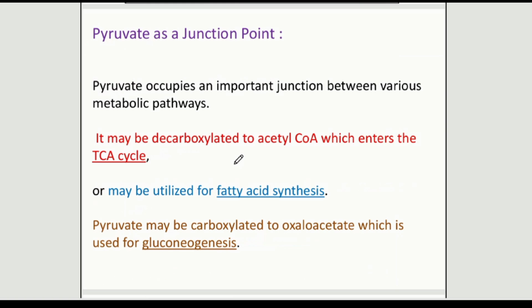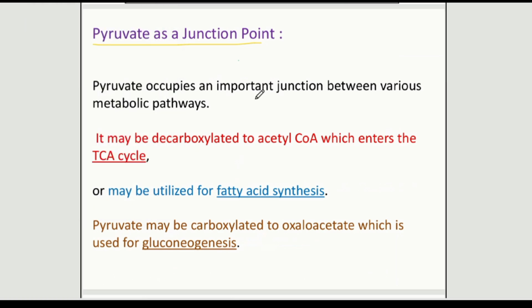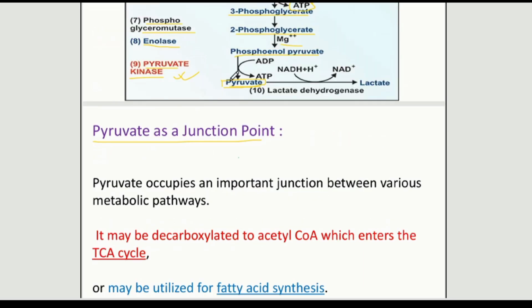Now come to the next stage, pyruvate as a junction point. Why are we calling pyruvate a junction point? Because from pyruvate it can be directed to various pathways. What are the pathways? Pyruvate is converted into lactate with the help of lactate dehydrogenase when oxygen is not enough, in anaerobic condition.